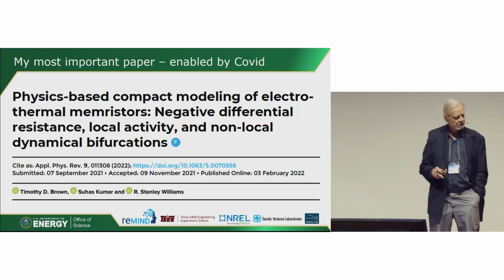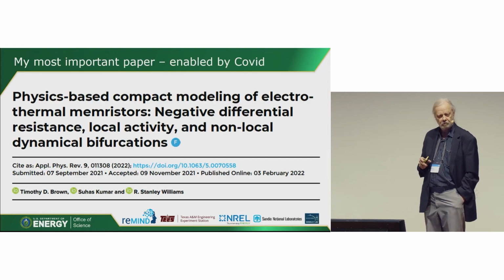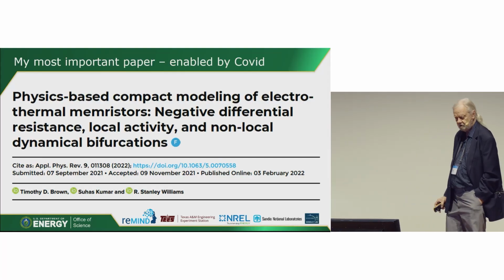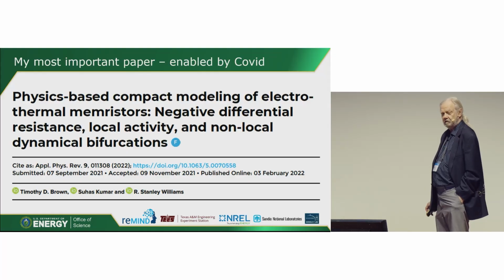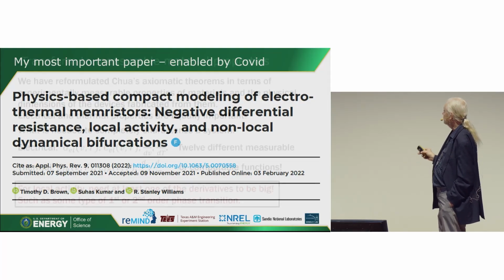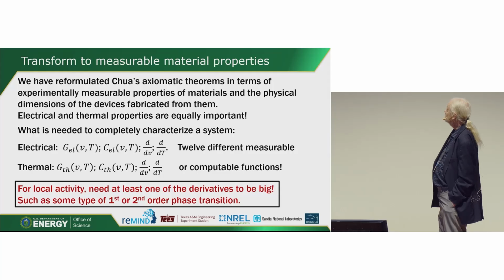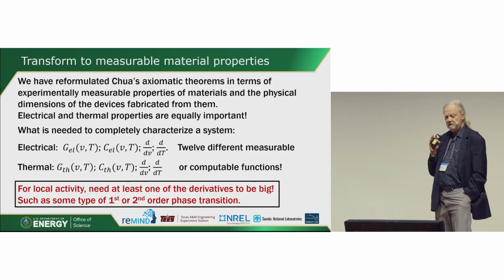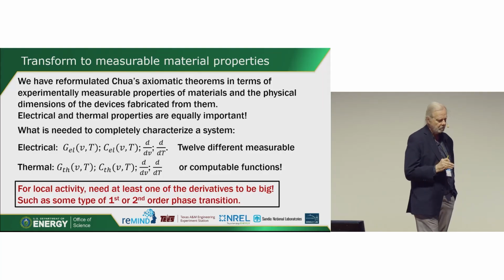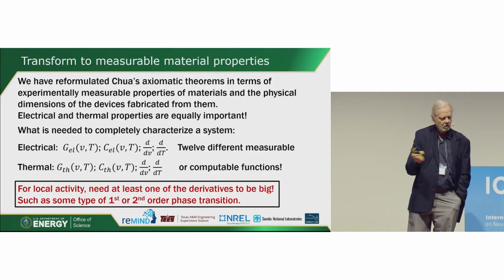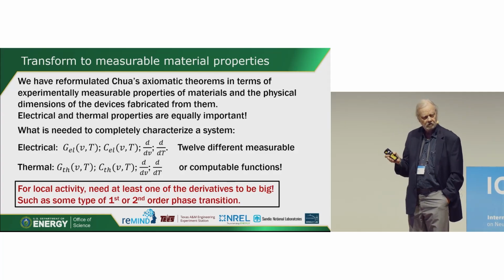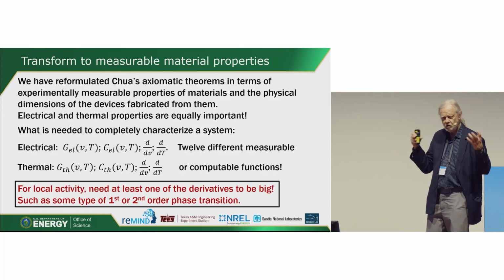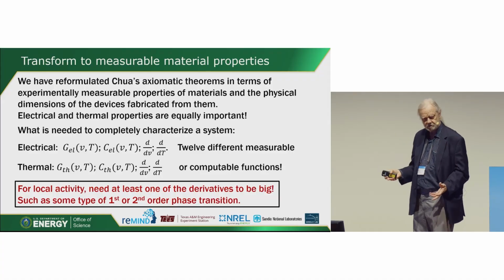Now, the problem is that this paper itself is not exactly a simple thing to read, and I apologize for that. It's fairly dense itself, but believe me, it's a lot easier to get through this than the 17 years that I spent attempting to understand the theory in the first place. So the issue is we want to be able to transform to measurable material properties. This was not something that was anywhere in Leon Chua's theories. His theories were just, everything was axiomatic, everything was toy models.